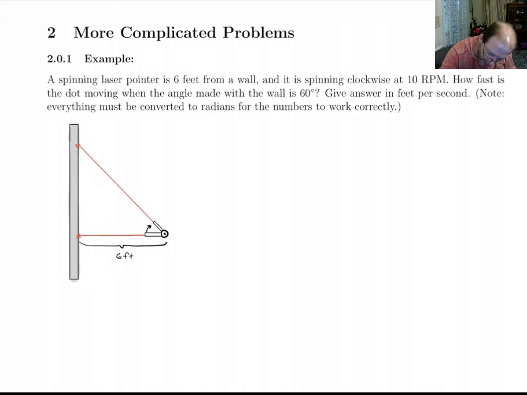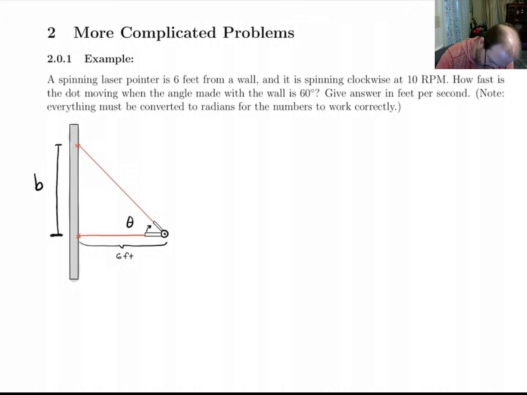So let's label this. This is our angle. I'm going to call that theta. And what we've got here is a triangle. The distance across here is 6 feet. And this distance over here, that's what we're trying to find. How fast is the dot moving? We're trying to figure out how fast this distance is changing. Let's just call that distance b.